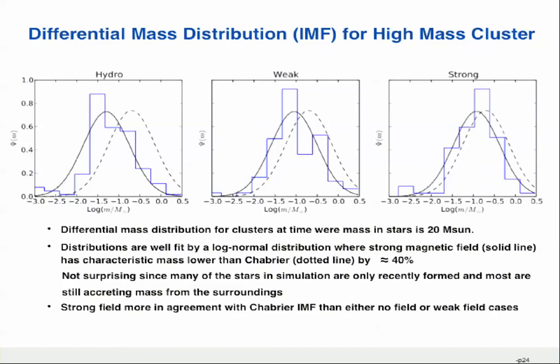Many of the stars are only recently formed, and some of them, or most of them, are still accreting mass from the surroundings. So as this simulation is continued on in time, the expectation is that we will now, with full-fledged physics, start to reproduce the IMF. The strong field case is more in agreement with the Chabrier IMF than either the no field case or the weak field case.